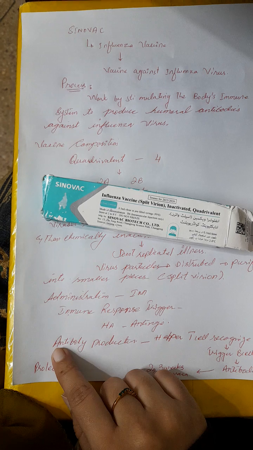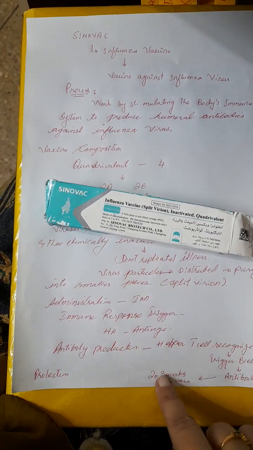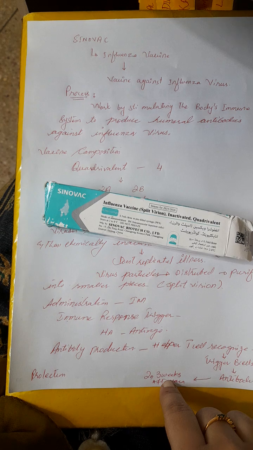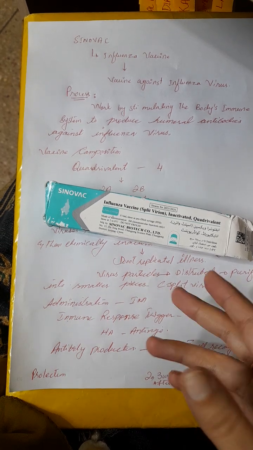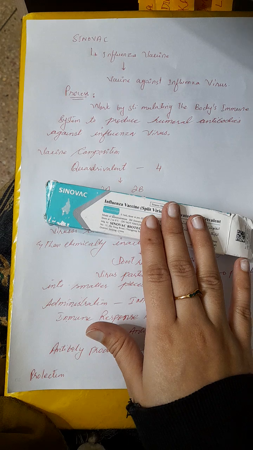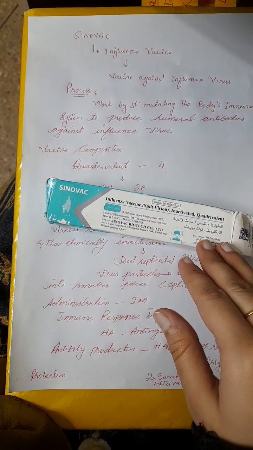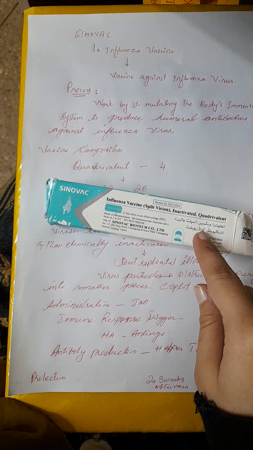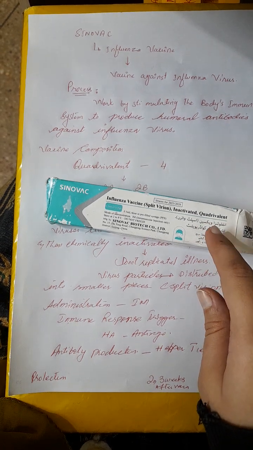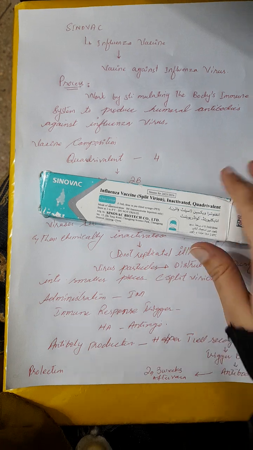What is the protection of this vaccine? These antibodies circulate in the bloodstream, and upon exposure to live influenza virus of the same or closely related strain, they bind to the viral hemagglutinin and neutralize the virus, preventing it from infecting cells and causing illness.